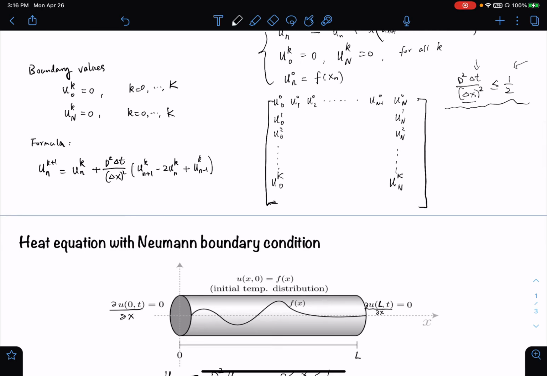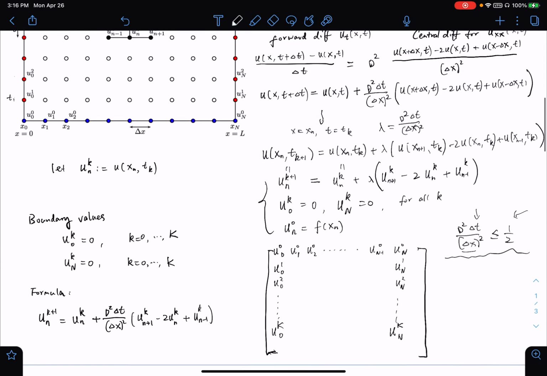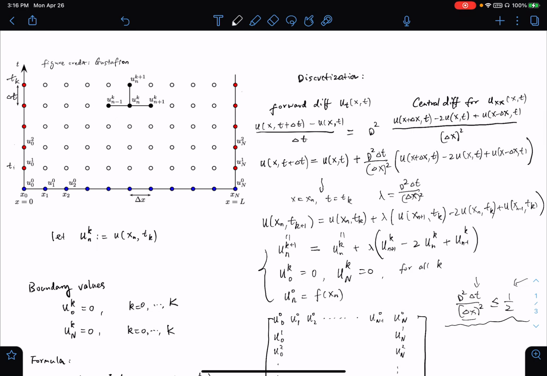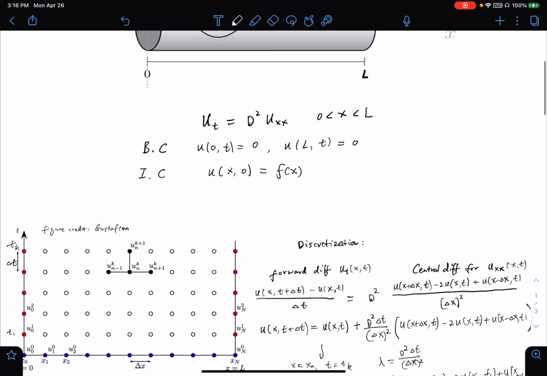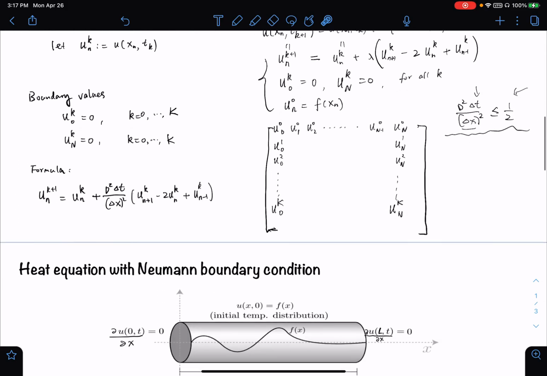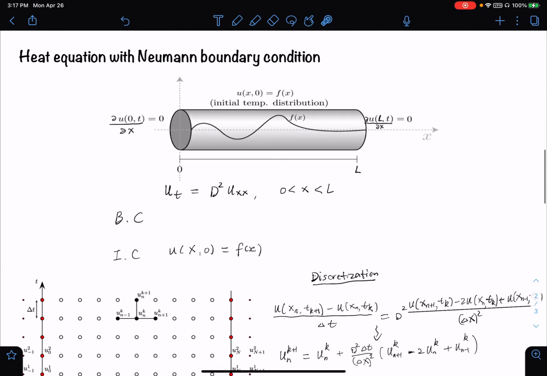So now we know how to generate a numerical solution for the heat equation with a Dirichlet type boundary condition, right? And the method we just discussed does not only work for the zero boundary condition, it can actually work for any Dirichlet boundary condition as well. So now let us look at the example when we have a Neumann boundary condition.